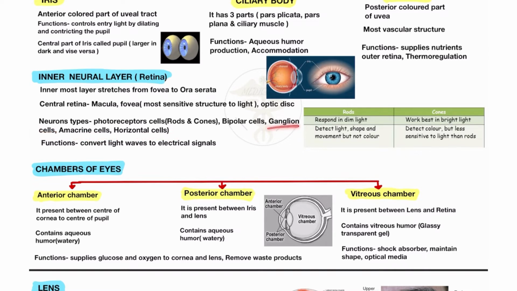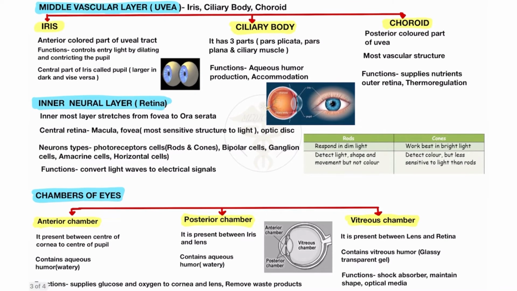These all are neural cells present in the retina. And the most important cell you need to learn is the photoreceptor cell, rods and cones. It is very important and many times asked in the examination. Photoreceptor cells like rods and cones, what is the difference? First is the rods.